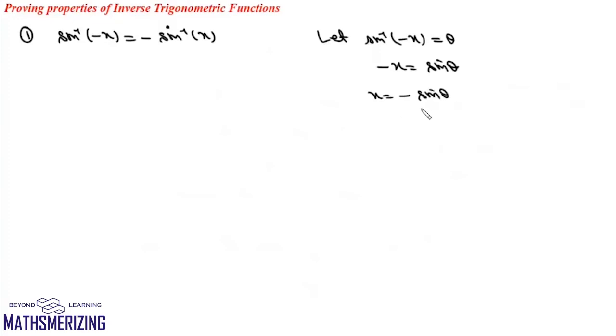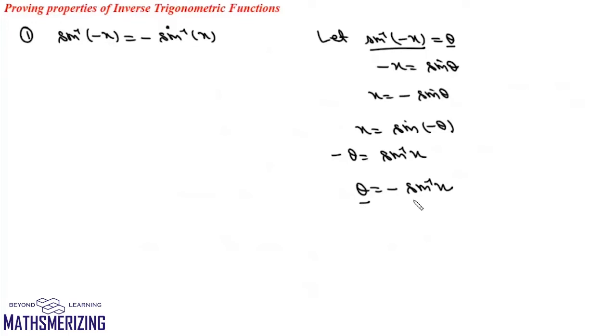Now we know that sine minus theta is minus sine theta. So we can actually write this as x equals sine minus theta. Now again, we'll take inverse function. So we can write minus theta equals sine inverse x, or theta is minus sine inverse of x. So sine inverse minus x equals theta, and theta equals minus sine inverse x. So from here we can say sine inverse of minus x is equal to minus sine inverse x.